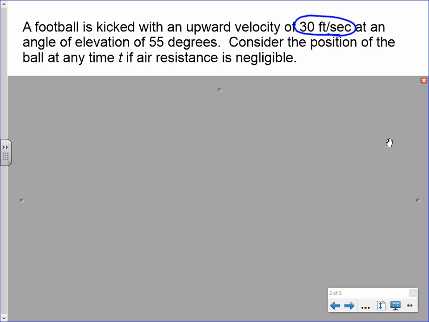I see a number, 30 feet per second. What's initial velocity? It says velocity. 30 feet per second is our initial velocity. Okay? I see 55 degrees. That has to be our angle.